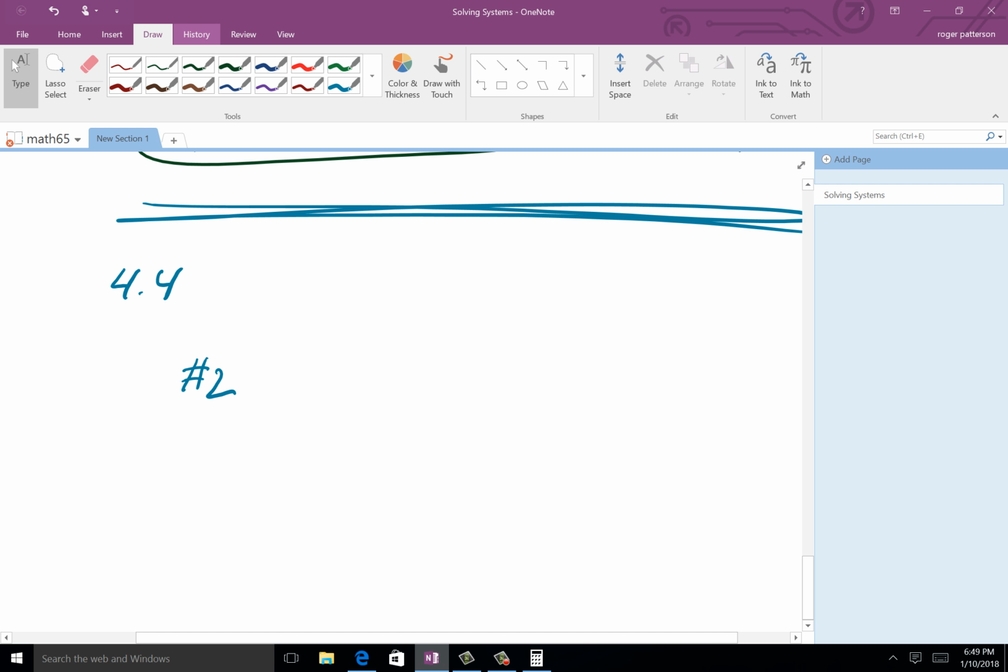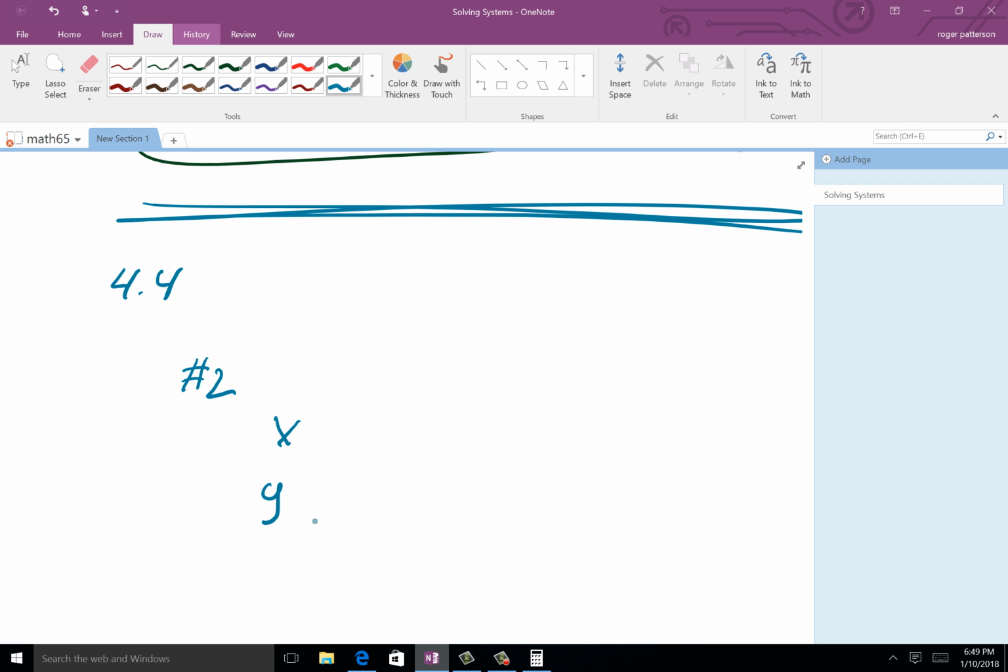So number 2, what does it say? The sum of two numbers is 5. If one number is subtracted from the other, their difference is 13. Find the numbers. Okay, so we got two numbers, right? So obviously we're going to let one number be x probably, and the other one be y. Those are my two numbers. Now what does it say in the first sentence?